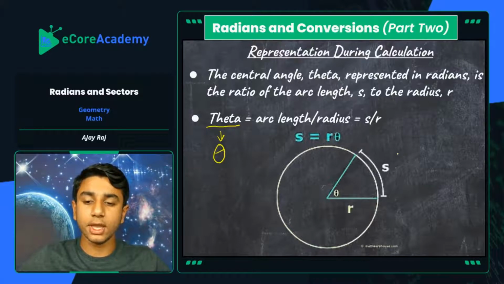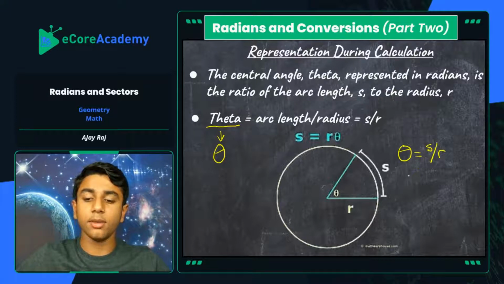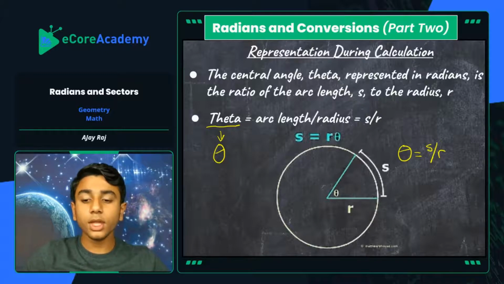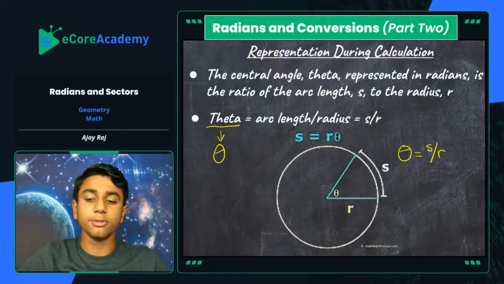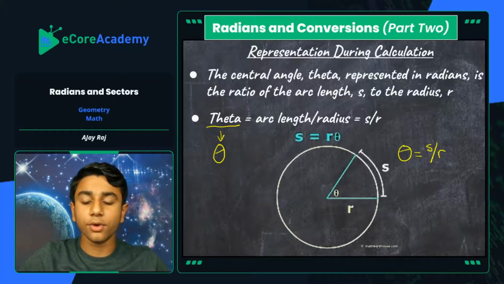Or we can just say here simply that theta is equivalent to our arc length over our radius. And that's always going to be true. It's always going to be your S over R. Therefore, if you have a smaller arc length than your radius, you can assume that it's going to be a decimal. And of course, if your S is greater than R, or your arc length is greater than your radius, it's going to be larger.